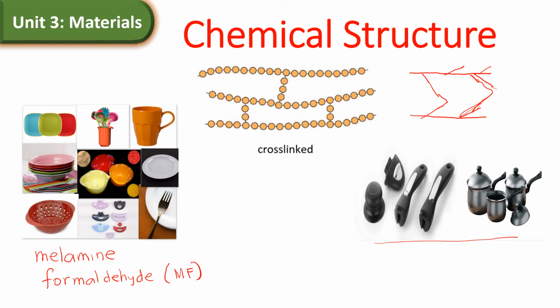And another one is your Bakelite. We have your Bakelite polymers. If you're fond of cooking, you can find them in your handles, or on top of your lid. This one can resist high heat, so they don't melt easily, which is best for cooking.